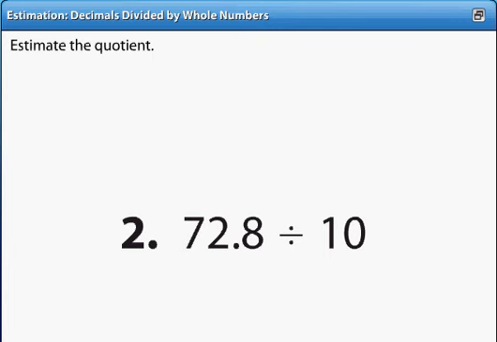Just know there's a lot of flexibility in what you want to change these to, but don't overestimate too much or underestimate too much either.